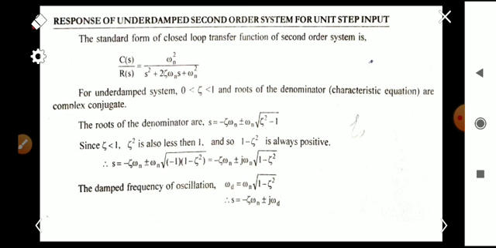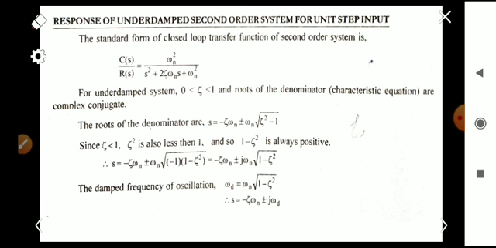So we know that the roots of the characteristic equation, that is the denominator polynomial here, when the denominator polynomial is equated to 0, it becomes the characteristic equation. So the roots of the characteristic equation are s equal to minus zeta omega n plus or minus omega n into root of zeta square minus 1.